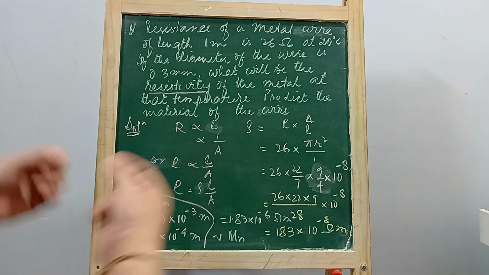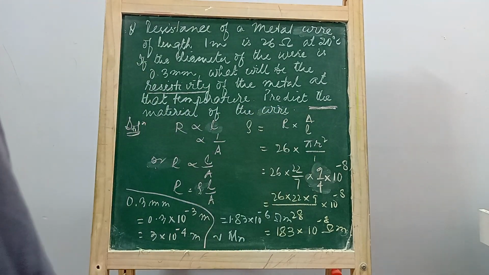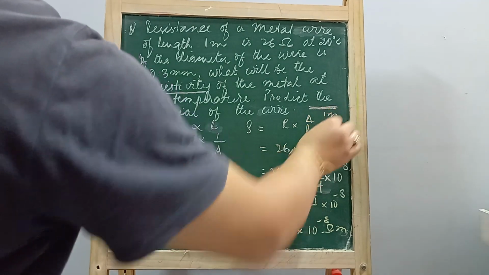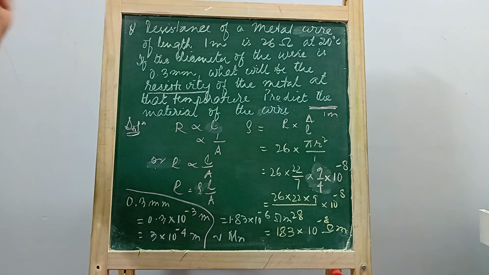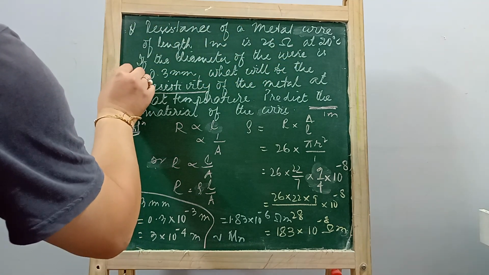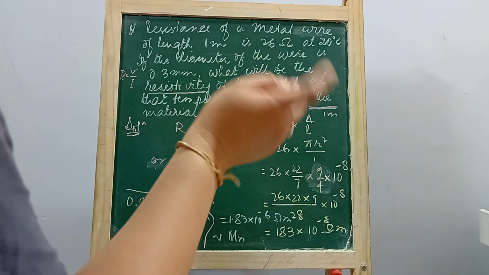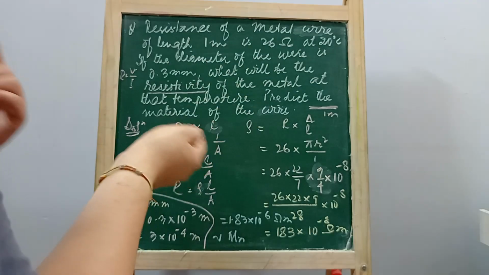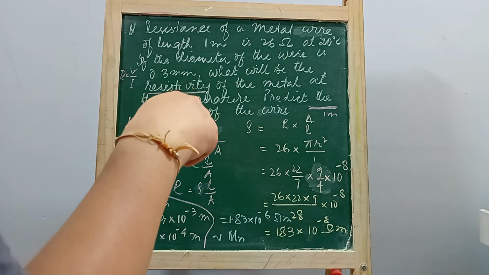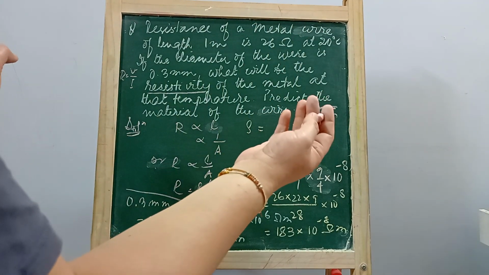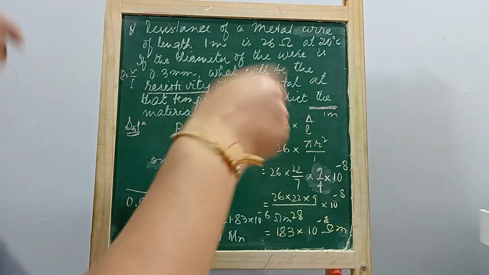Okay, let's try. The question is saying that there's a metal wire, right? Its length is 1 meter, and its resistance is 26 ohm. Actually, what is resistance? Ohm is the unit. Resistance is the ratio of potential difference to the current. Potential difference maintained across a conductor, in this case a wire, and the current flowing through it. Maintain any potential difference V, find the current flowing through it, and that ratio is resistance at that particular temperature.